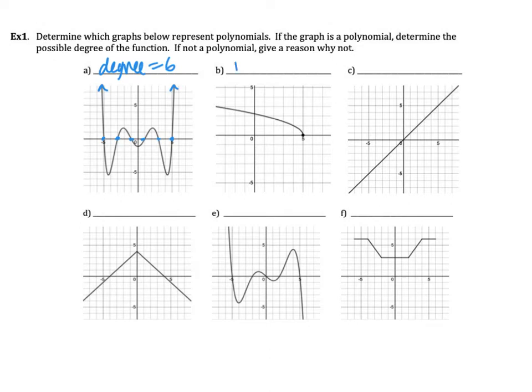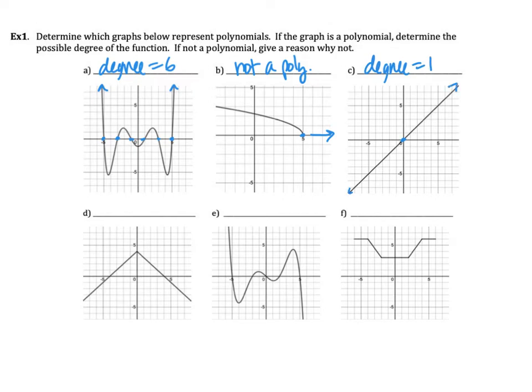Letter B is not a polynomial. Why is it not a polynomial? Because it ends, right? So this doesn't have a domain that goes on infinitely. It stops, so it's not a polynomial. C is a polynomial. It only intersects the x-axis one time, so it has a degree of 1, and it goes on forever and ever.